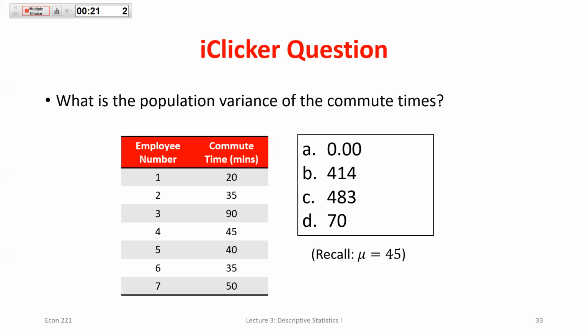I'll give you the mean. You don't have to calculate that. That was from last class. We had that was 45. So I'll give you a couple minutes. You can talk to the people around you, work on this, and try to come up with what the population variance would be for this data set. Okay?